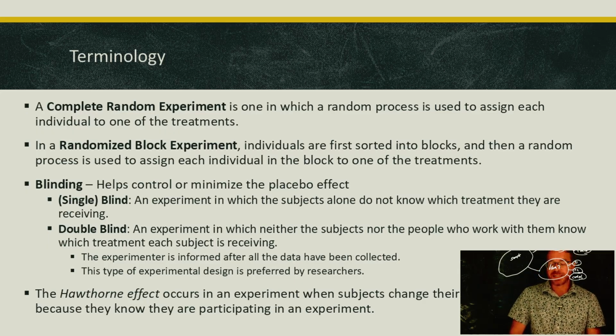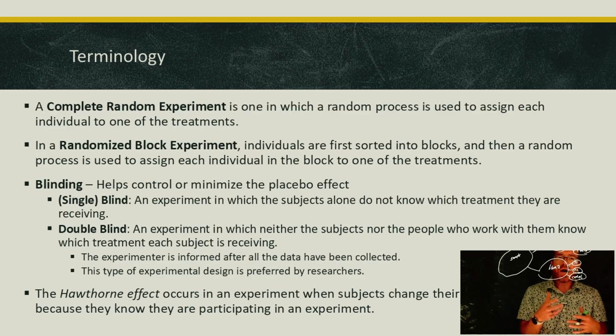Now, a double-blind experiment is an experiment in which neither the subjects nor the people who are working with them, the people giving them the treatment, know whether they're in a treatment group or the control group. So the experimenter is informed after all the data has been collected, and this type of experimental design is preferred by researchers.